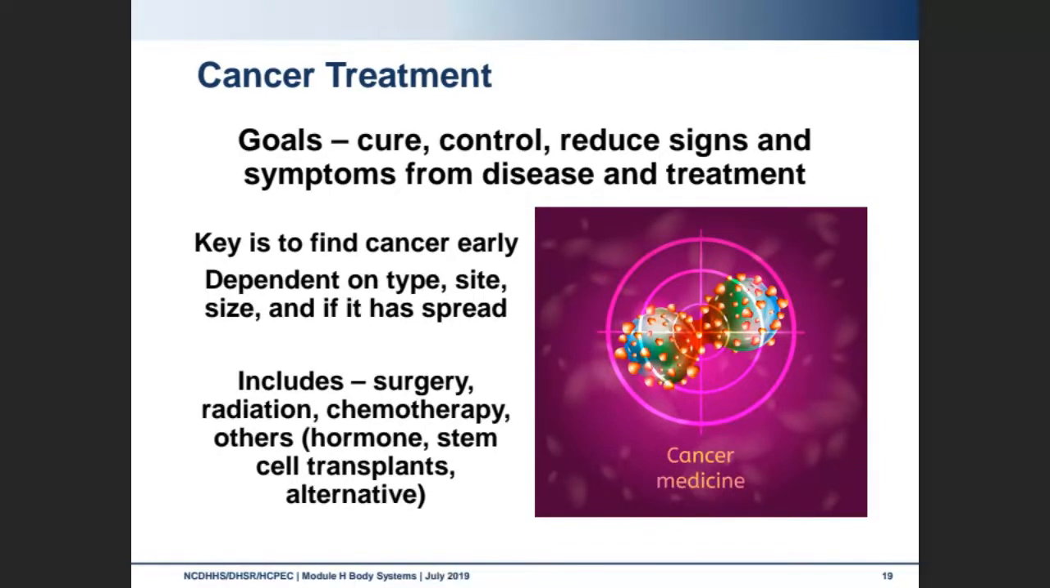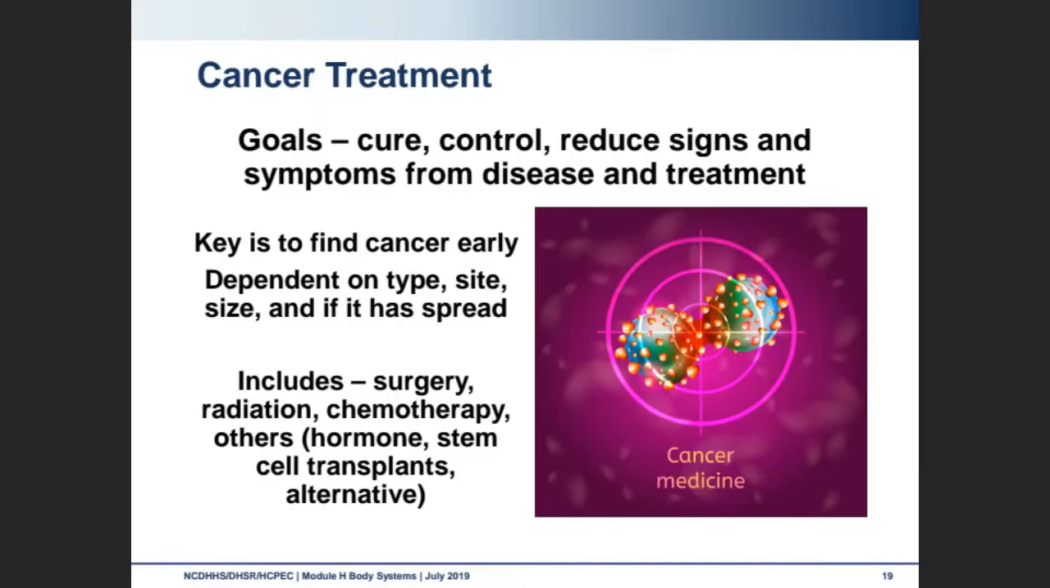Because at least when I think of side effects of cancer treatment, a lot of what I think of is nausea, vomiting, decreased appetite. So when we're treating patients for cancer, part of it is going to be, again, easing those symptoms and reducing symptoms of cancer treatment. So the key is to find cancer early. That's going to give us the best chance of survival and of treating and curing.